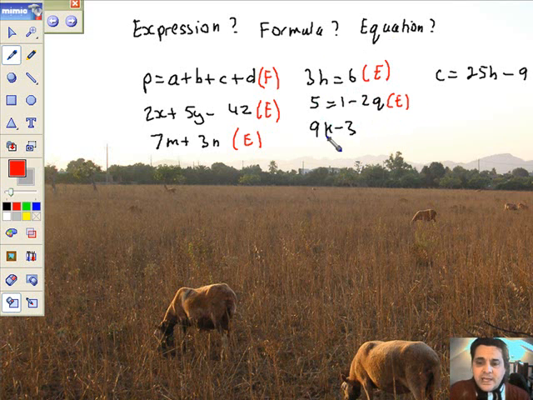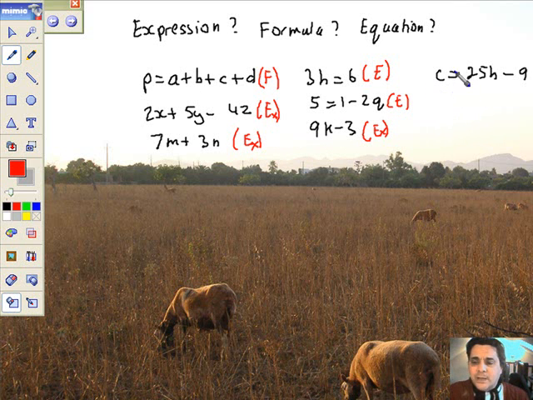It can be solved. Here, 9k minus 3. There's no equals. It's not an equation or a formula. It's an expression. It's something being expressed in mathematical algebraic terms. So that's an EX for expression. I'll change these: that's an EX for expression, that's an EX for expression, that's E for equation, that's E for equation, EX for expression. Just to make it look different.